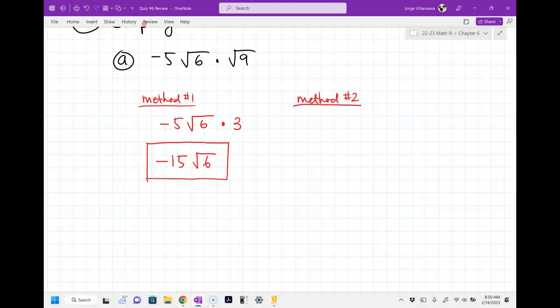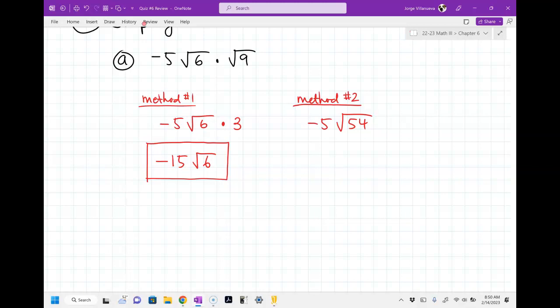So in this one, we broke down the square root of 9 into 3, and then we multiplied and we were done. It seemed pretty quick. Okay. The other method is to multiply your square roots first. So 6 times 9 is 54. So we get negative 5 square root of 54.